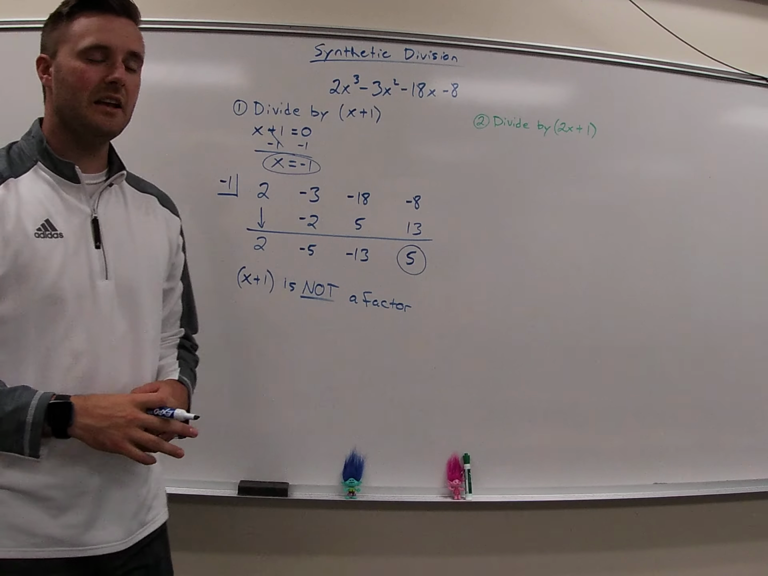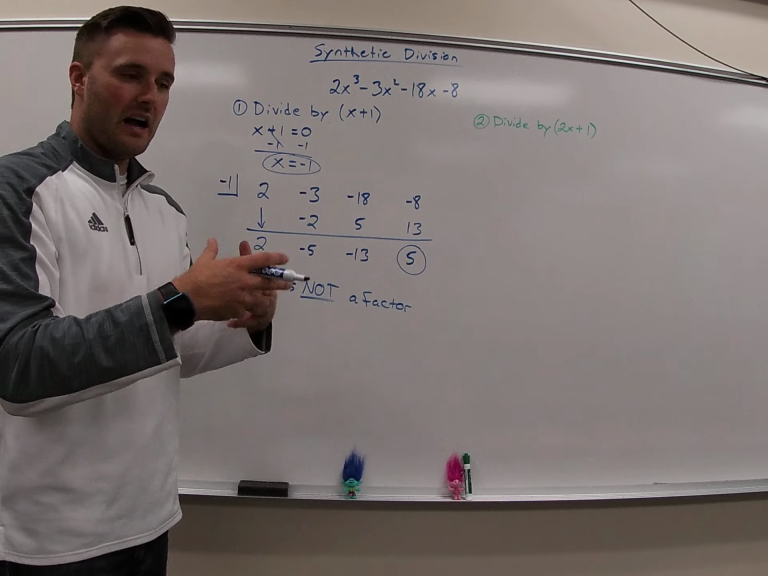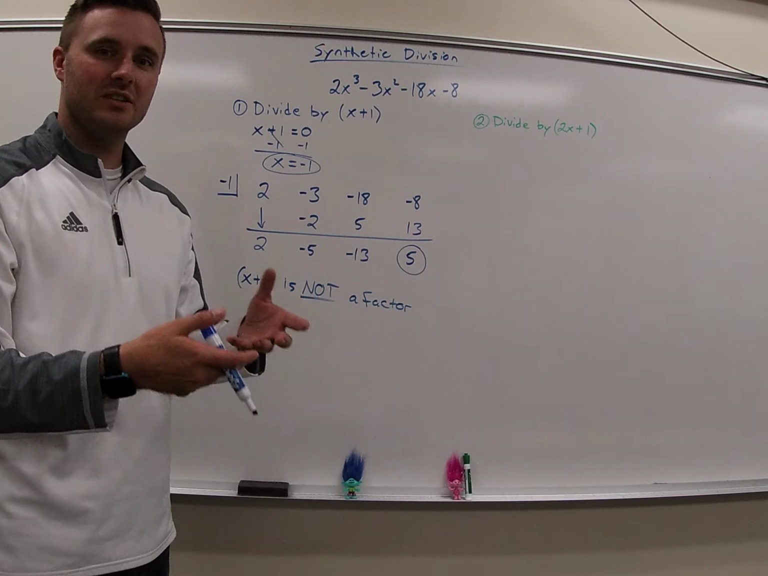It's kind of like if I said, hey, what's 20 divided by 5? You would say, oh, 4. Well, why? Because 5 goes into 20 4 times evenly.